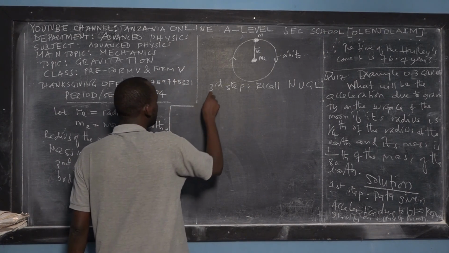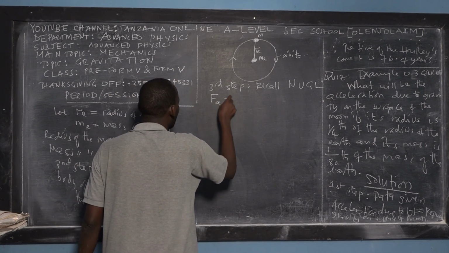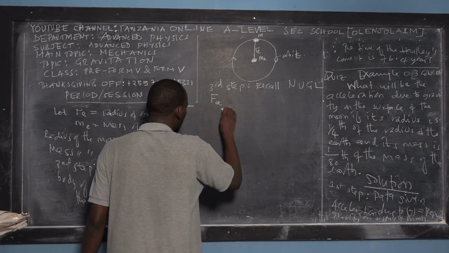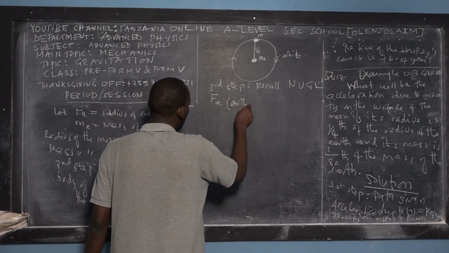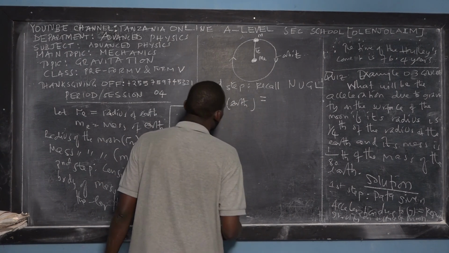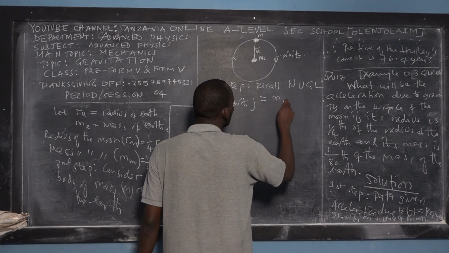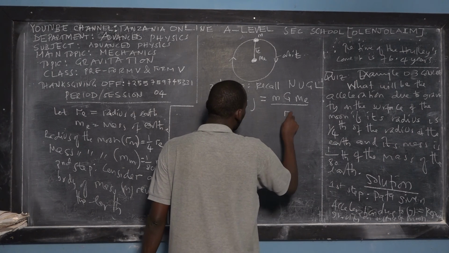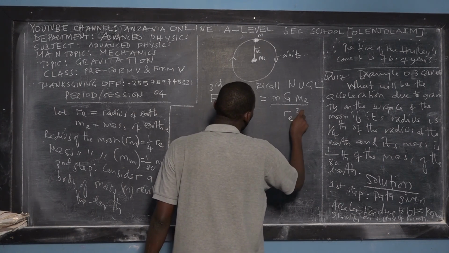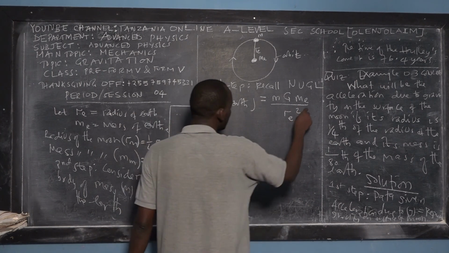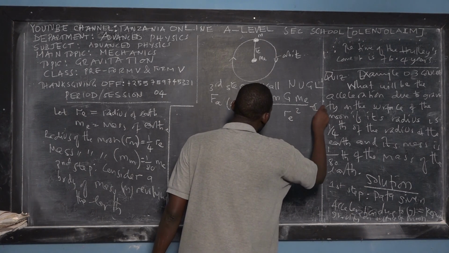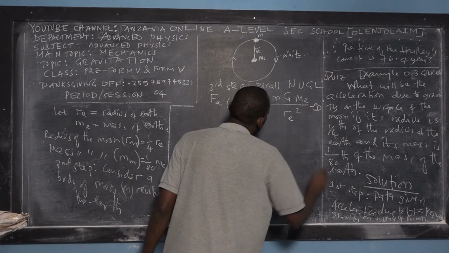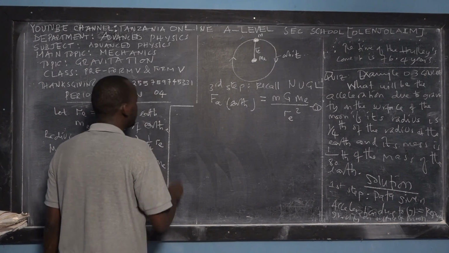So how does it say? We say that the force of attraction on the Earth's surface is equal to the mass of the body, gravitational constant, mass of the Earth over radius of the Earth, squared. So this is the first equation. So again we go for the first step.